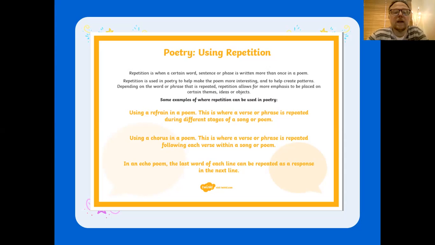Sometimes, we've already talked about this a moment ago, you might get a chorus in a poem. So there's a whole chunk, like in a song, that gets repeated. And sometimes in an echo poem, the last word of each line could be repeated as a response in the next line. So we've got repetition as well.